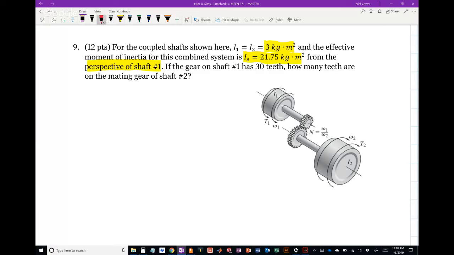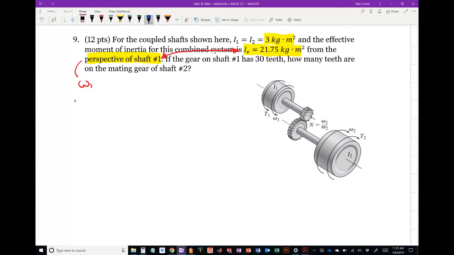Okay, so this is key. So this is the equivalent inertia from the perspective of shaft number 1. What that means is when everything is considered to be spinning at this angular velocity, then it behaves as if this is the moment of inertia. Okay. The way that we do this, first we're going to need an equivalent inertia. We say the kinetic energy is 1/2 I1 omega 1 squared plus 1/2 I2 omega 2 squared.